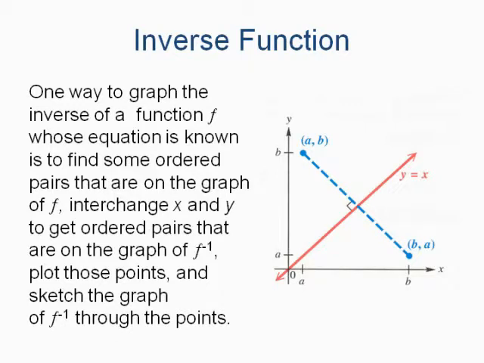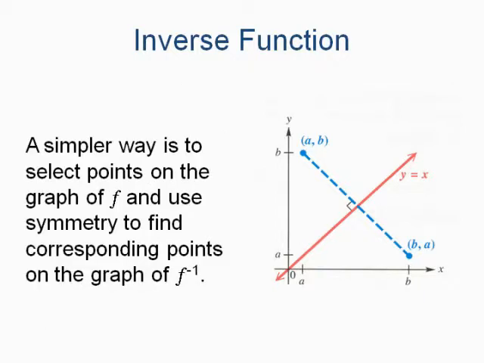All right, one way to graph the inverse of a function f, whose equation is known, is to find some ordered pairs that are on the graph of the function, and then interchange x and y to get the ordered pairs that are on the graph of the inverse, plot those points, and sketch the graph of the inverse through the points. A simpler way is to select points on the graph of the function and use symmetry to find corresponding points on the graph of its inverse.